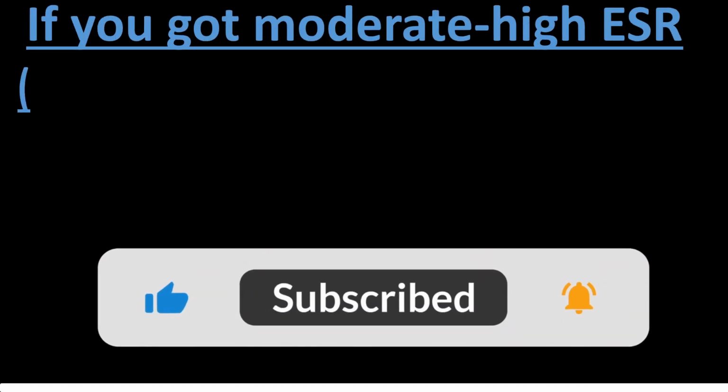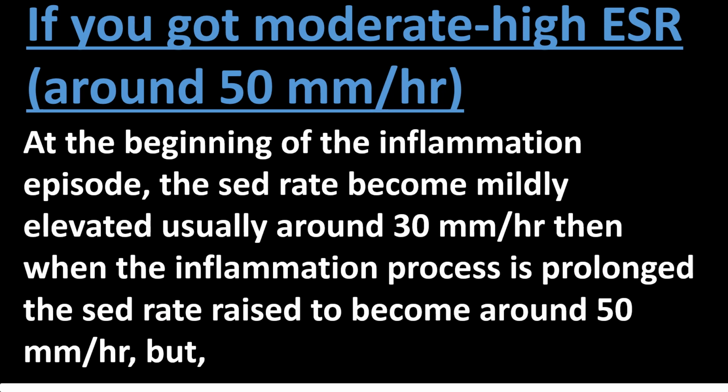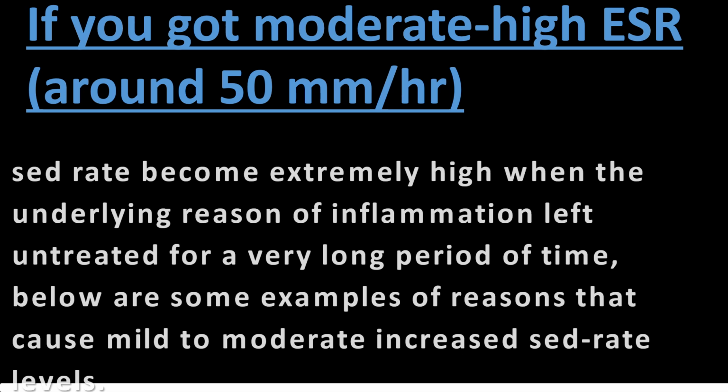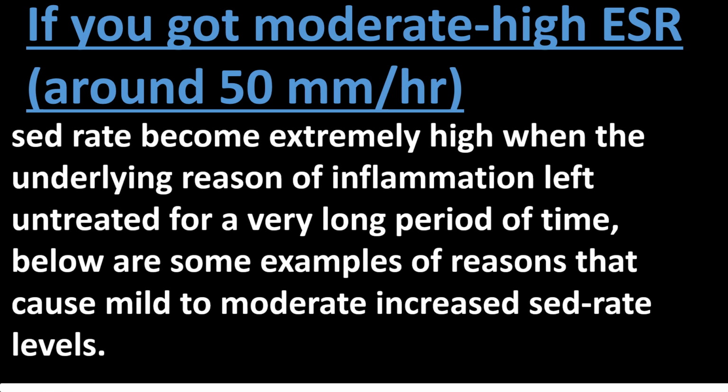If you get a moderately high ESR, around 50 mm per hour: at the beginning of an inflammation episode, the SED rate becomes mildly elevated, usually around 30 mm per hour. Then when the inflammation process is prolonged, the SED rate rises to around 50 mm per hour, but the SED rate becomes extremely high when the underlying reason for inflammation is left untreated for a very long period of time.